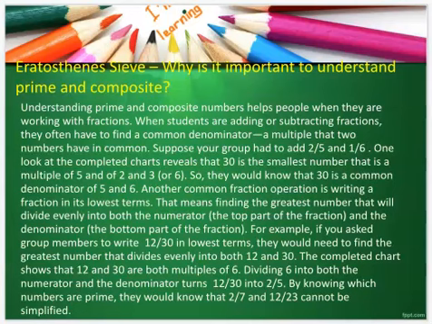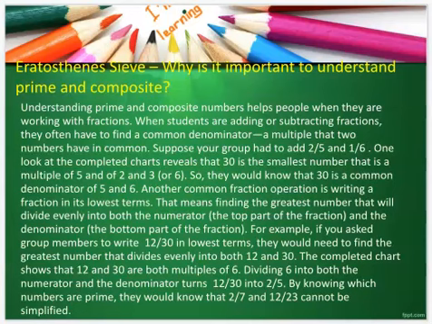Another common fraction operation is writing a fraction in lowest terms. That means finding the greatest number that will divide evenly into both the numerator, the top part of the fraction, and the denominator, the bottom part of the fraction. For example, if you asked group members to write 12 over 30 in lowest terms, they would need to find the greatest number that divides evenly into both 12 and 30.